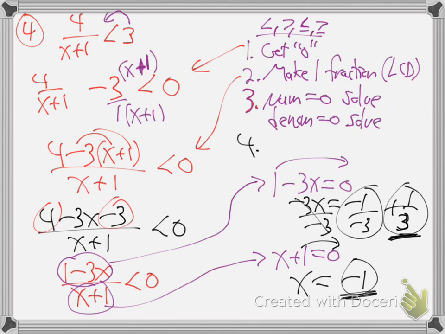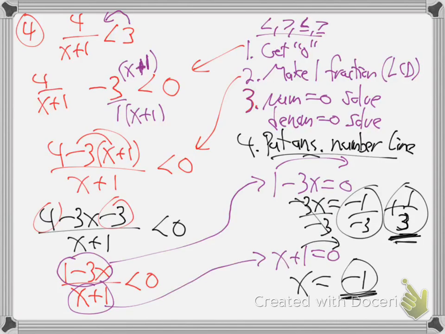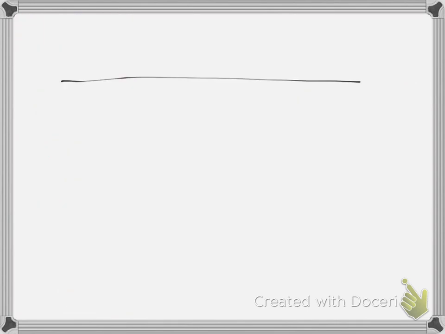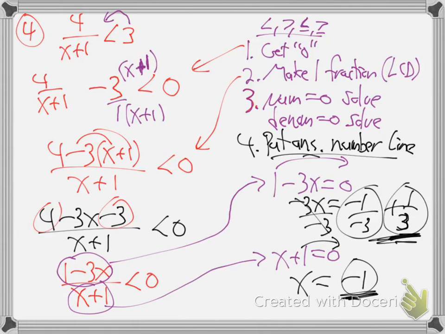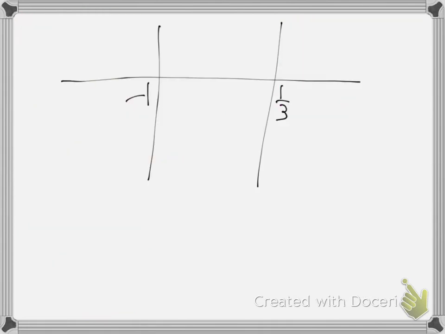Step 4, what are we going to do? We put answers on the number line. So I'm going to go to the new screen. What are my answers? 1/3 and -1. So -1 and 1/3. And the original statement is this one, 4 over x plus 1 less than 3.